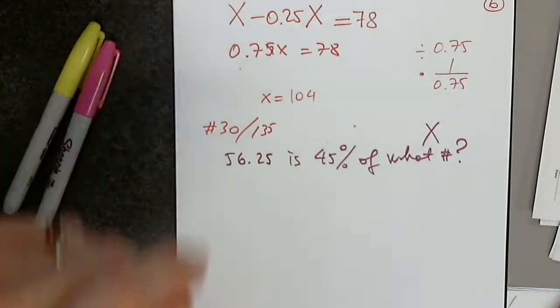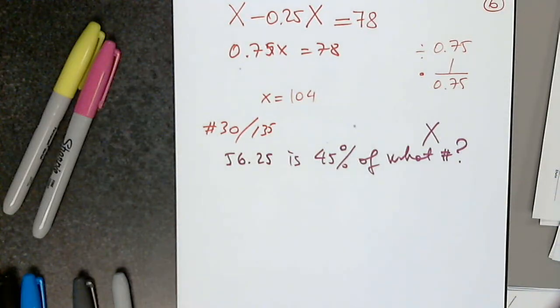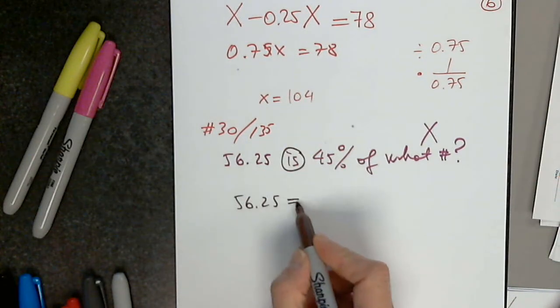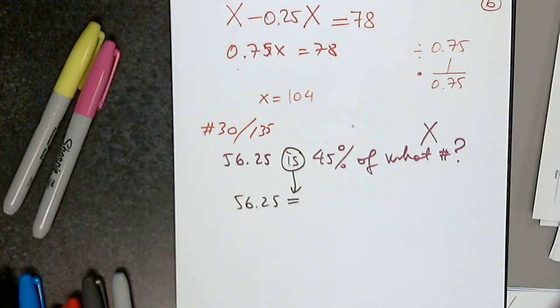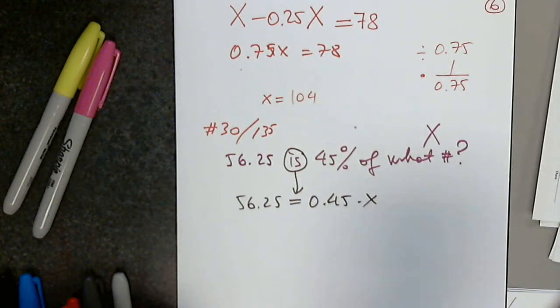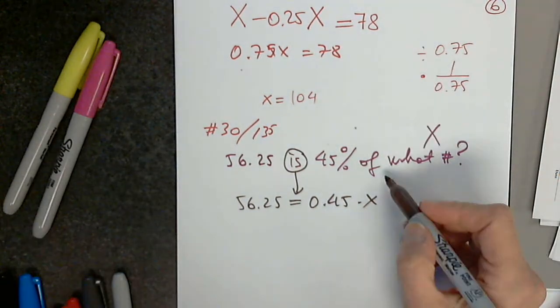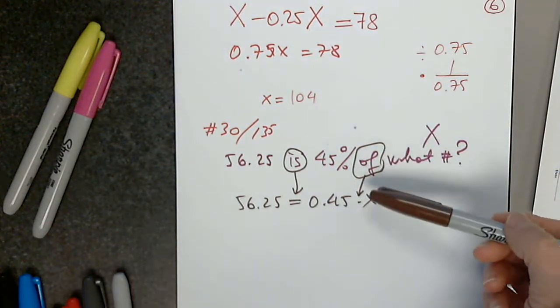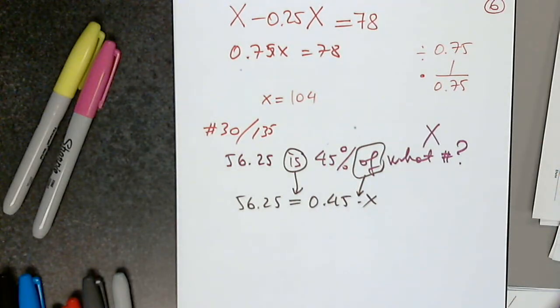Okay, can anyone give us a setup, an equation that I can solve to get this x? What did you get? 56.25 equals, exactly. This is the key word. Very good. 0.45 times x. That's it. Awesome. And that's the other key word. Exactly. So "is" always gets translated by the equal symbol. "Of", in most cases, I shouldn't say all of them, I have to see the problem, gets replaced by multiplication.